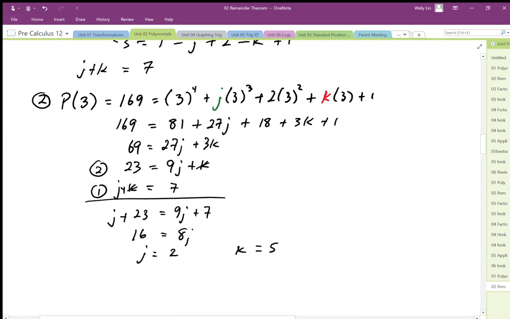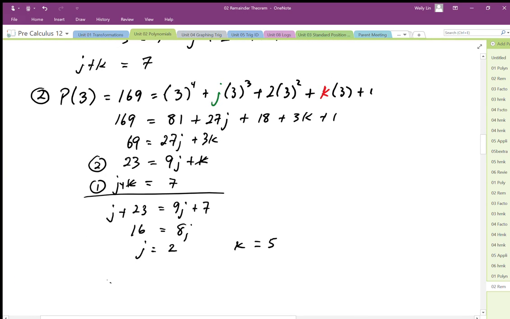Okay, so there's my polynomial. I end up with x to the power 4 plus 2x cubed plus 2x squared plus 5x plus 1. Okay, so there's my final polynomial.